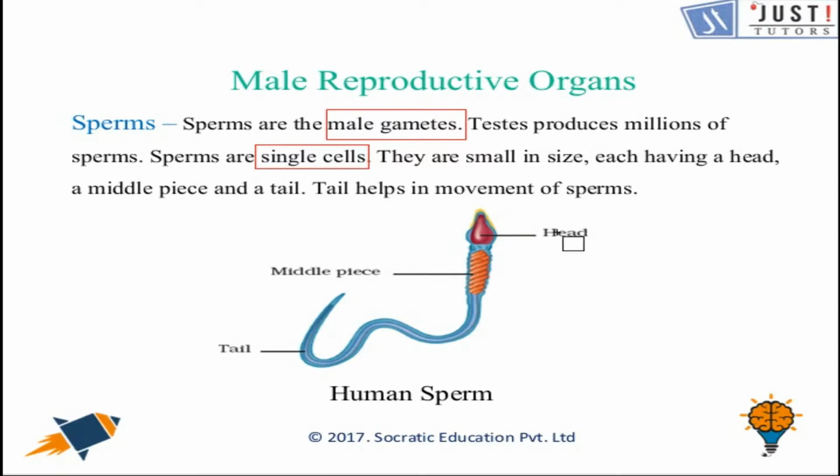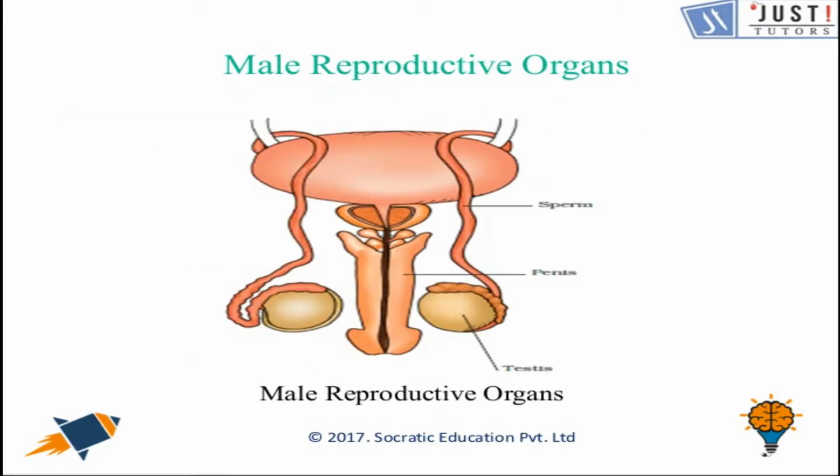As you can see in the picture, there are three important parts: the head, the middle piece, and the tail. Altogether this is the picture of a sperm, which plays an important role in the male reproductive system and is also called the male gamete. Another slide talks in detail about the male reproductive organs. With the picture of sperm we have two other important organs, that is penis and testis.